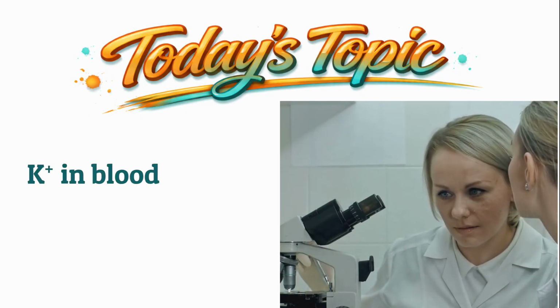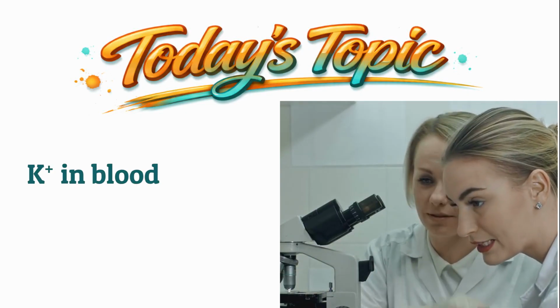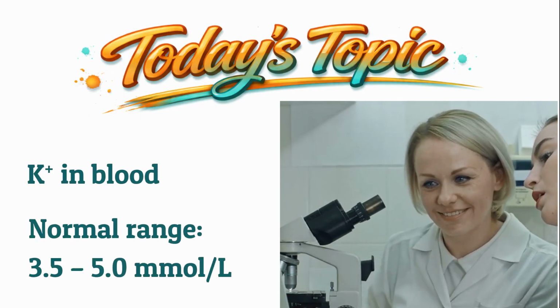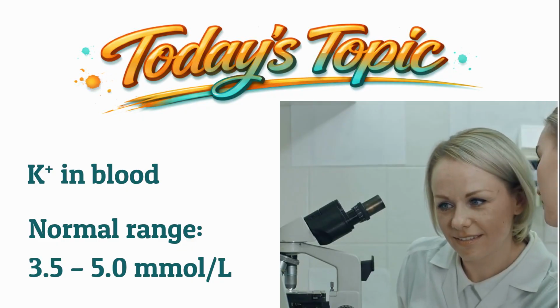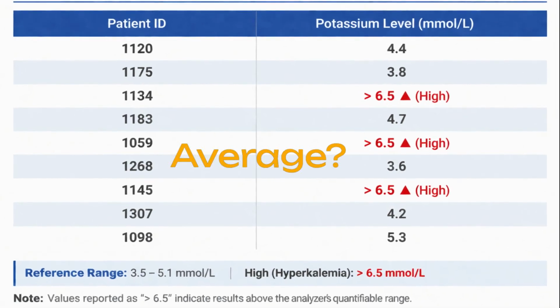Now let's return to the problem from the beginning of the video. Clinical chemistry analyzers measure potassium in blood. Normal range, 3.5 to 5.0 millimoles per liter. A lab scientist receives a report of serum potassium levels for a group of 9 patients. She notices that 3 of the 9 patients have abnormally high readings, but their exact potassium levels are unknown because they exceed the measurement limit. How should she compute the average?